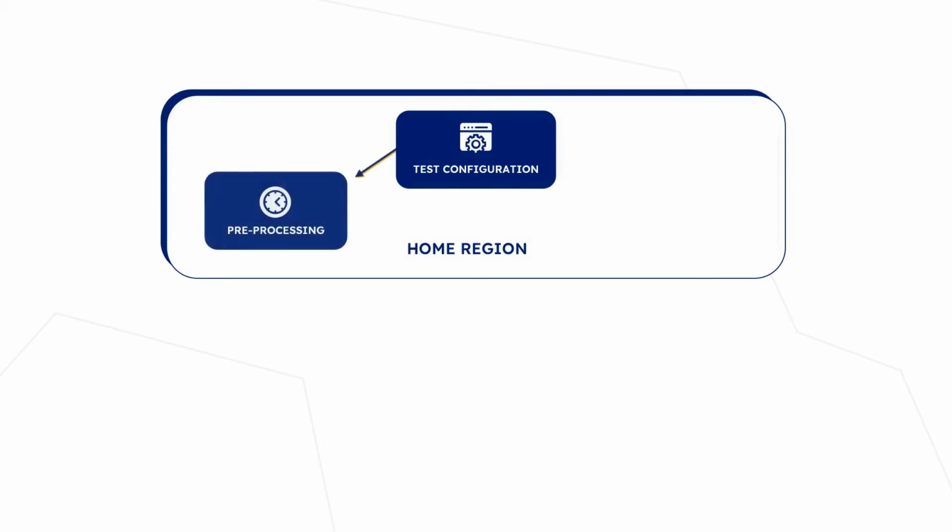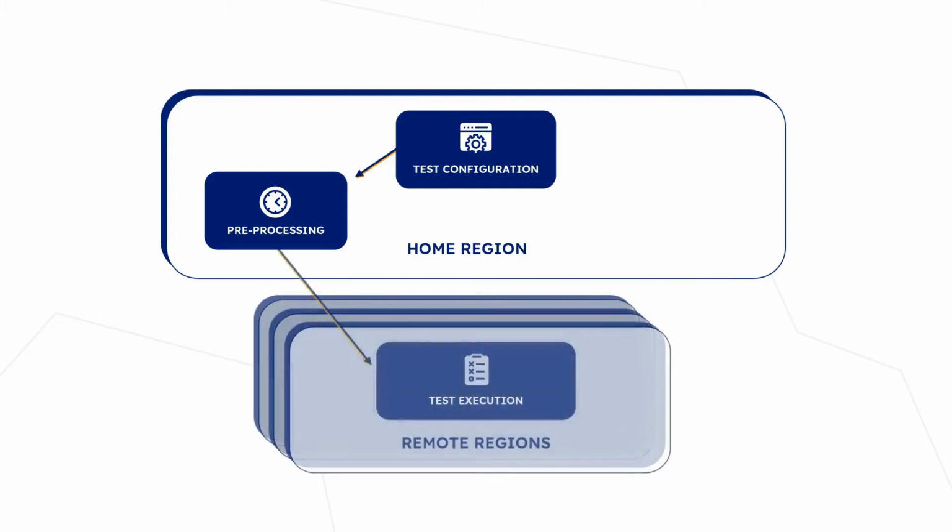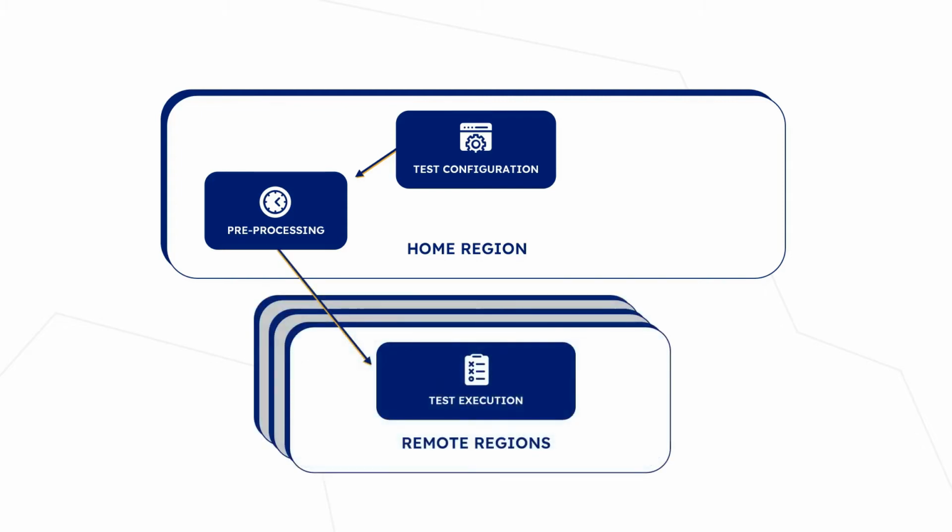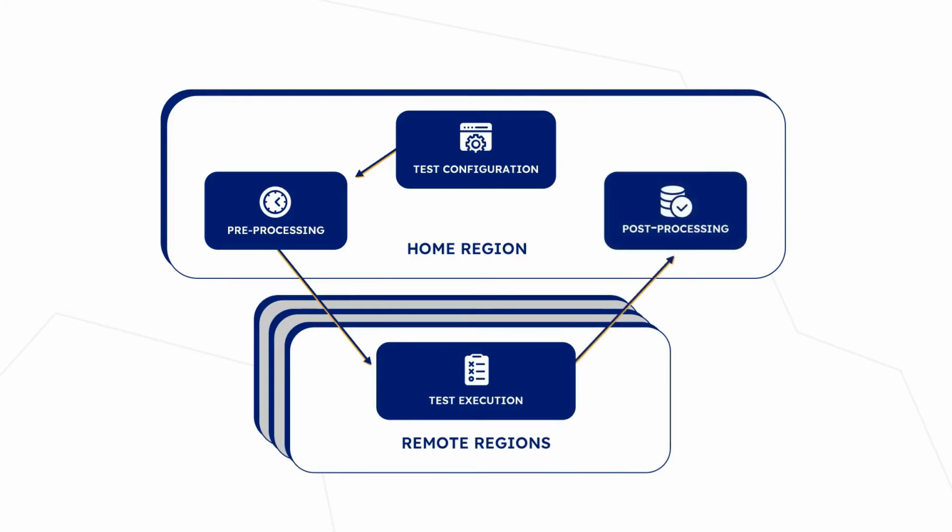And then there's a pre-processing phase, which preps each test run with the test configuration and proper routing to the geographic regions where it's needed to run. Now we get to the main event, test execution, where the actual HTTP request is made to the endpoint and the response is checked against the assertions in the test configuration. The results are packaged up and sent to the final phase, post-processing, where we handle storing test results and alerting for failed tests.